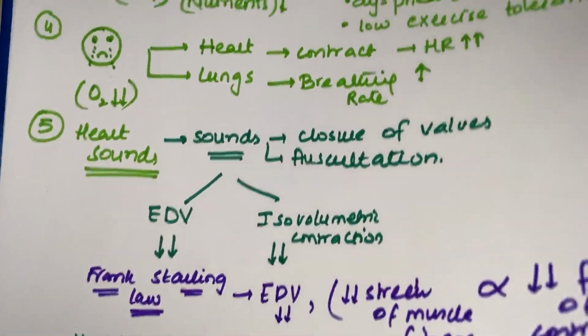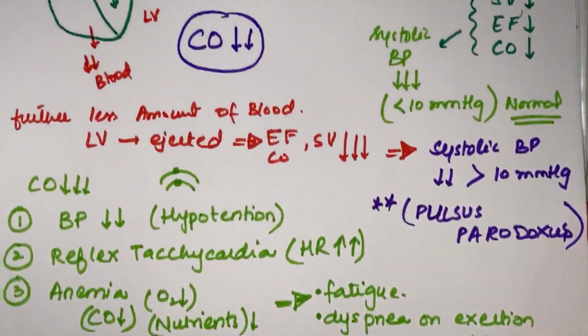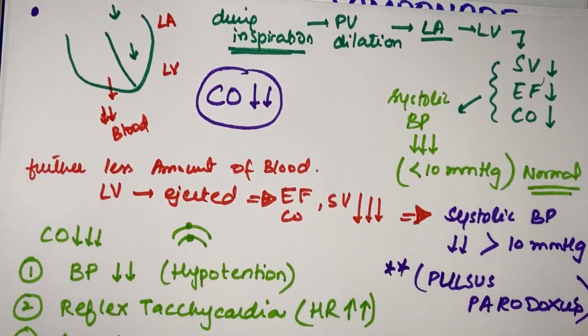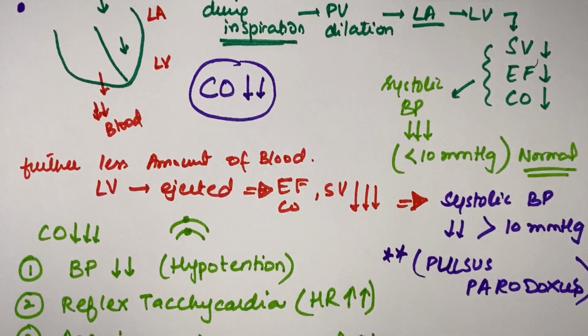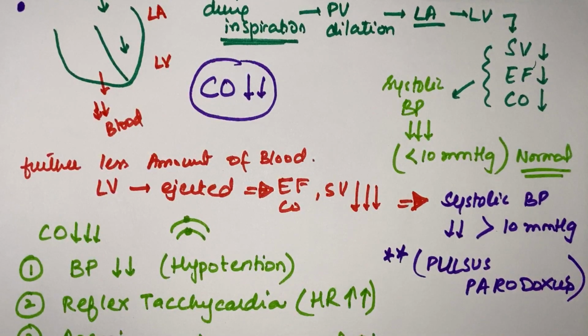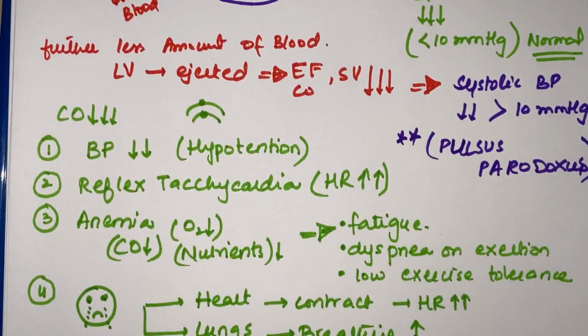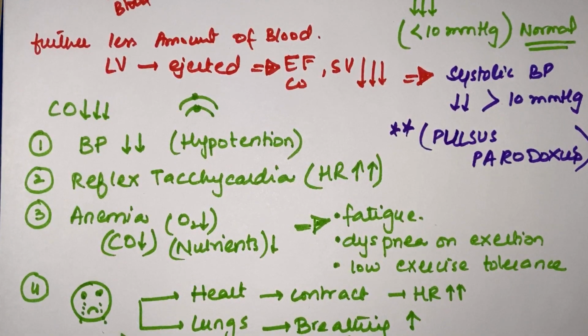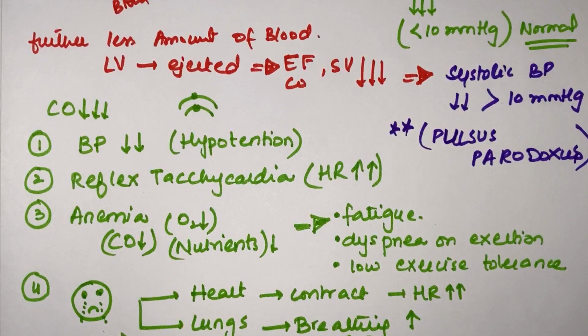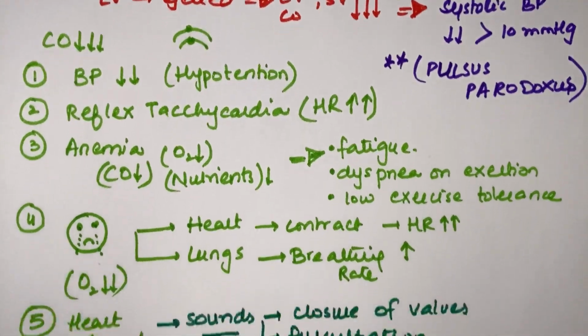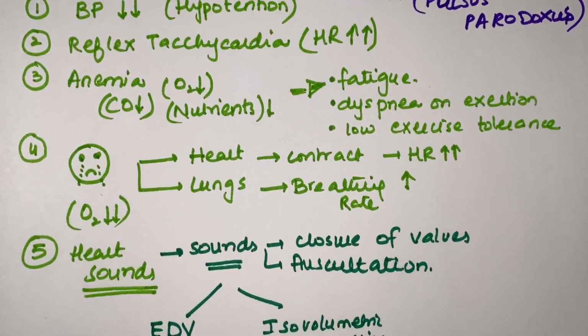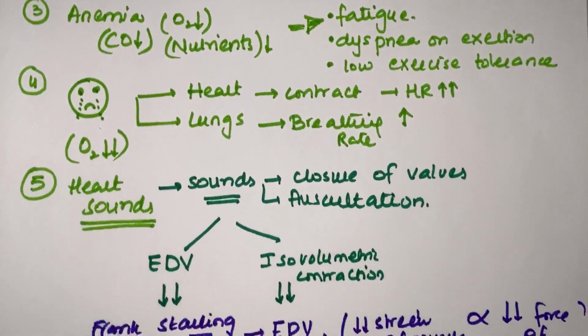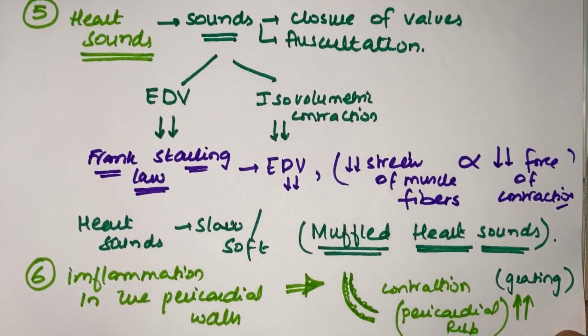And secondly, we studied that the main point is reduction in the cardiac output, and due to this reduction, what features will appear? There will be pulsus paradoxus in the patient. The patient will have low BP, meaning hypotension. The patient will have reflex tachycardia. Anemia signs will be present like fatigue, dyspnea on exertion, low exercise tolerance. Breathing rate will be increased, heart rate will be increased, and the heart sound will be muffled. The mechanism I've explained before.